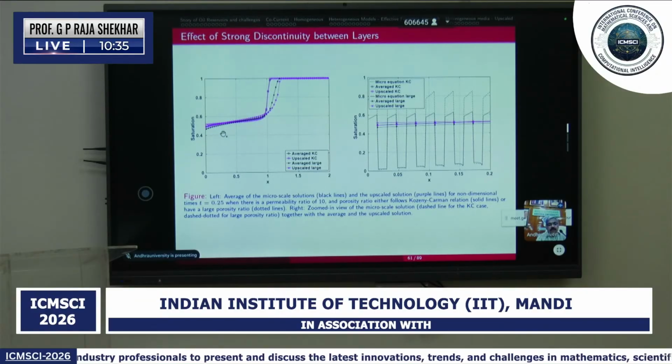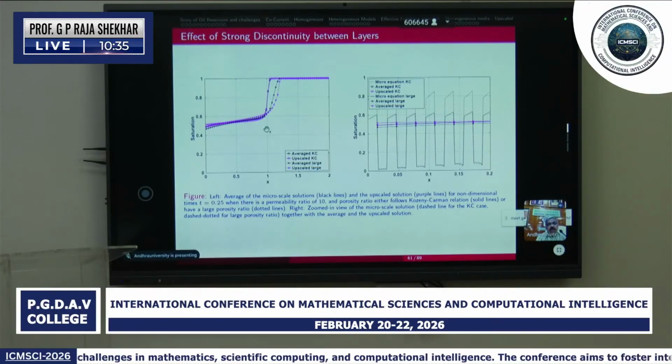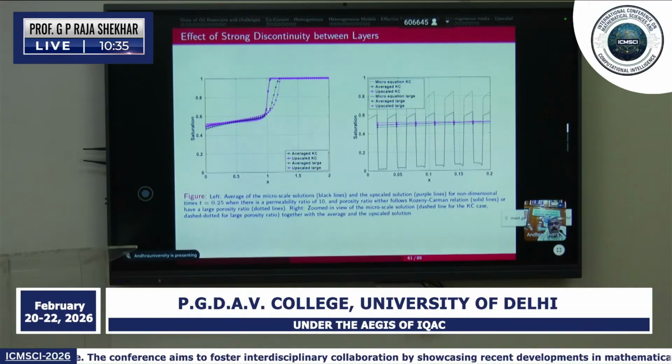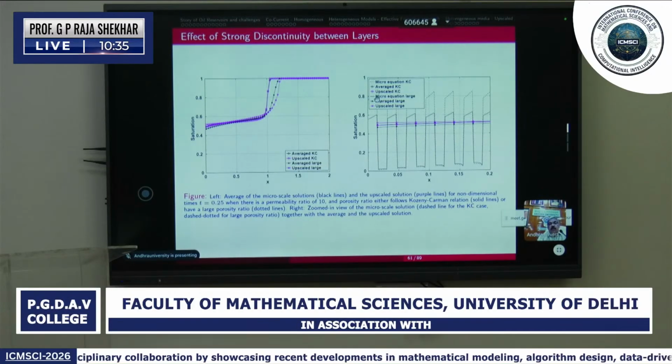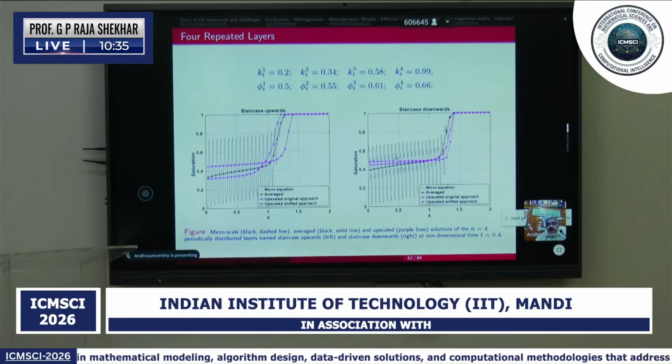Then you can also see upscaled Karman-Kozeny is overperforming, upscaled large permeability is underperforming. So you have to see the soil structure, analyze, and identify which range the porosity and permeability is fitting. Accordingly, you will get the idea. So here is staircase upwards, the first model. Then this is staircase downwards.